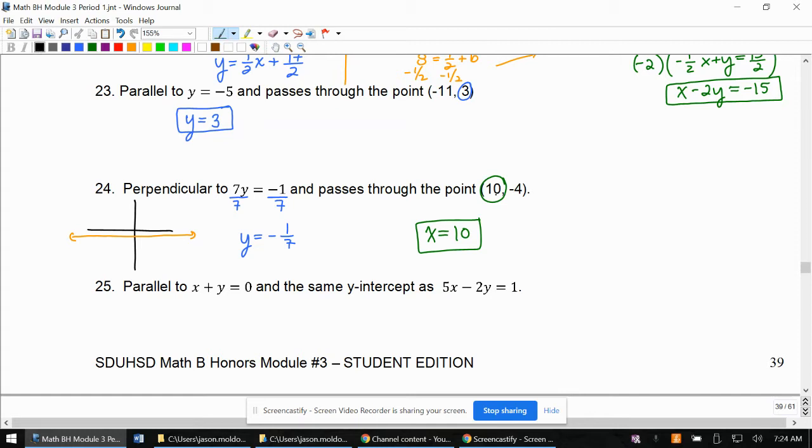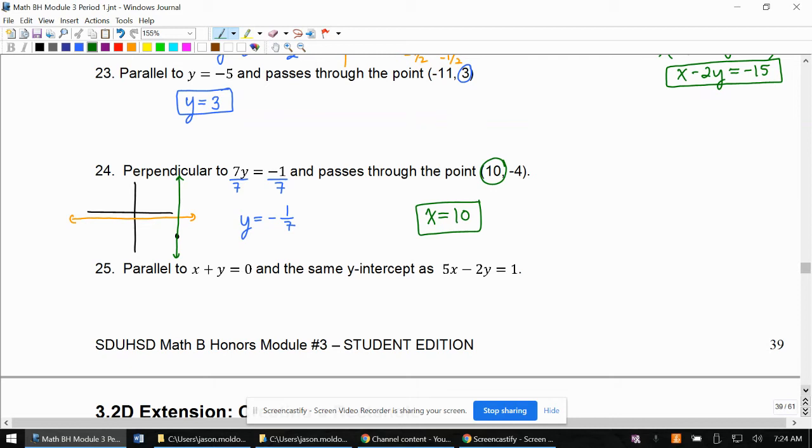Let's try to graph this point. 10, -4 is maybe down here, and x equals 10 would look like this. So you can see there's a quick little sketch that hopefully convinces us that that is correct. By the way, I didn't mention this on 23, but 23 and 24, those are standard form. 23 also is slope-intercept, but 24 is not slope-intercept. Remember, vertical lines can only be written in standard form.